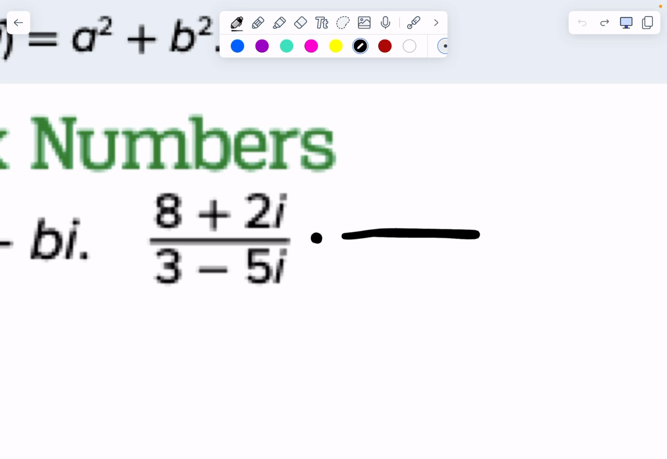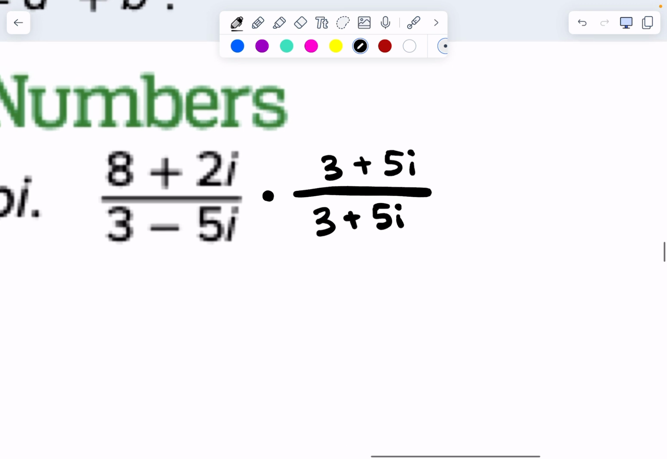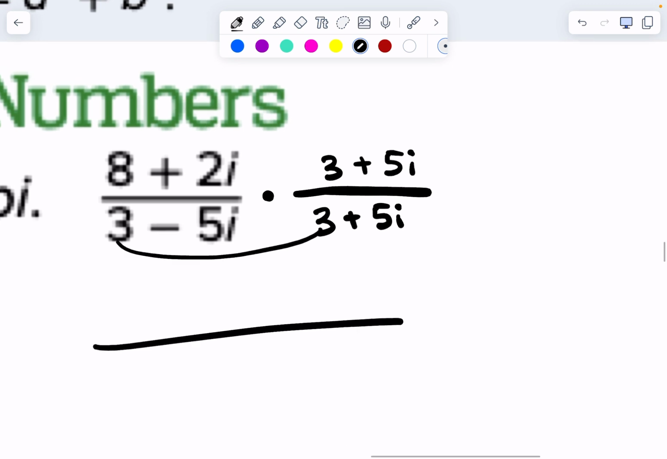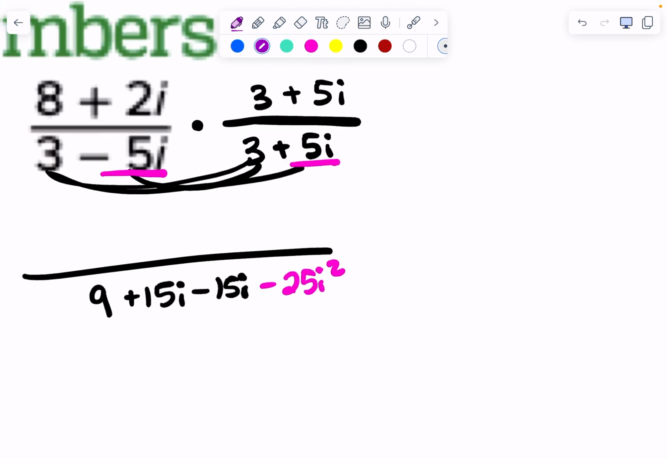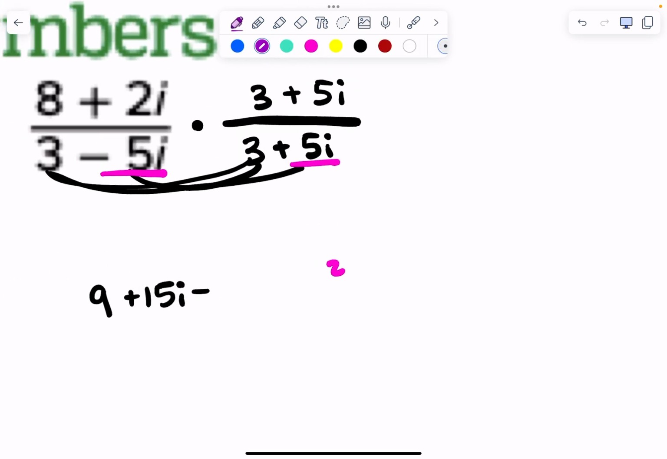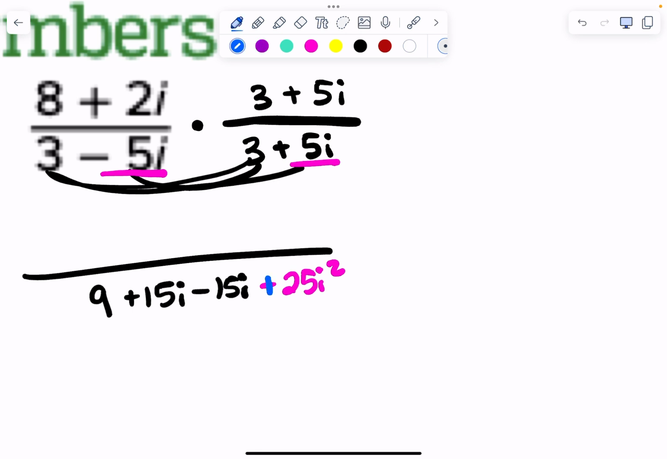So 3 minus 5i, we've got to do 3 plus 5i. Yep, those are conjugates. Okay? It doesn't cancel completely. So what's going to happen on the bottom is 3 times 3 is 9. 3 times 5i is plus 15i. Negative 5i times 3 is minus 15i. Okay, and what is, this is the hard part, what's negative 5i times positive 5i? This will be negative 25i squared. But i squared is negative 1, so it becomes plus 25, right? This is like negative 1 times a negative 25, so it becomes plus 25.